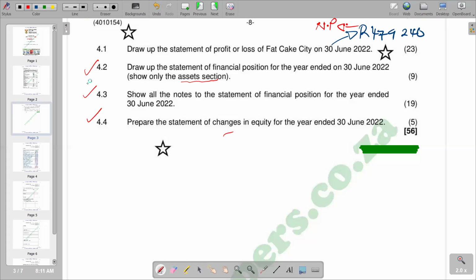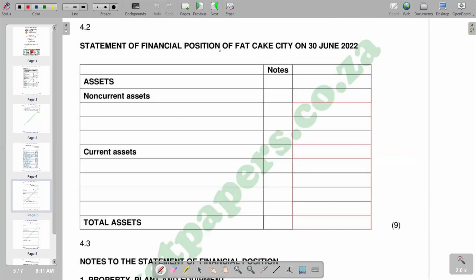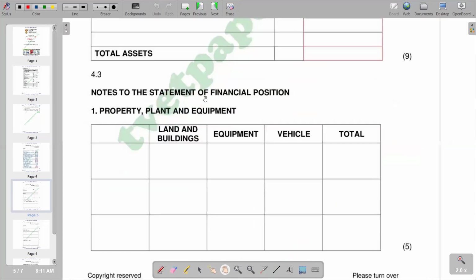So we know that the notes to the statement of financial position come as pre-calculations that are done before you prepare the statement of financial position. So obviously we need to go through the notes first, then we transfer those final balances from the notes to the statement of financial position. Moving on to our answer section, we are going to start on the note for property, plant, and equipment, which is note number 1.